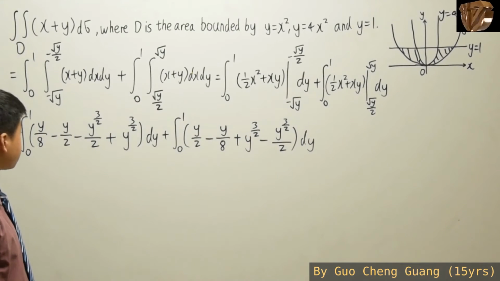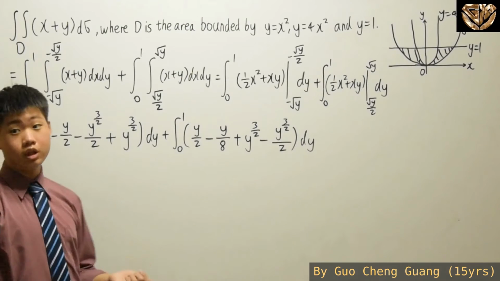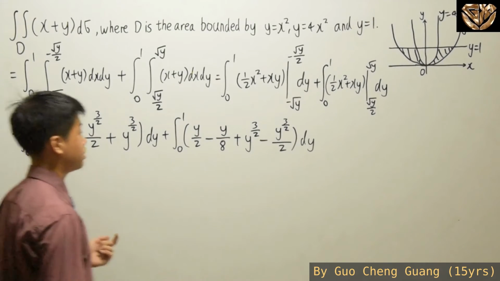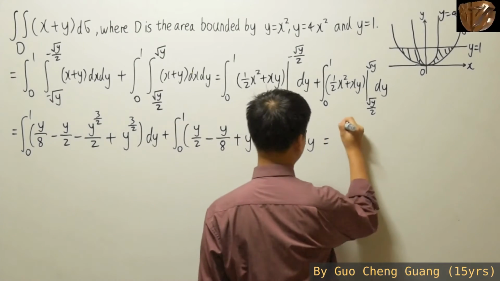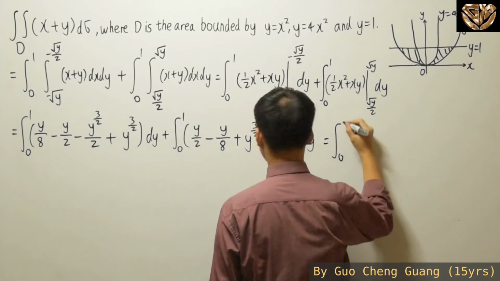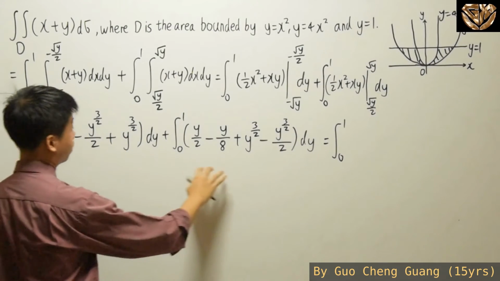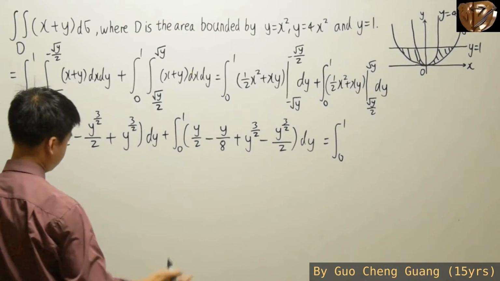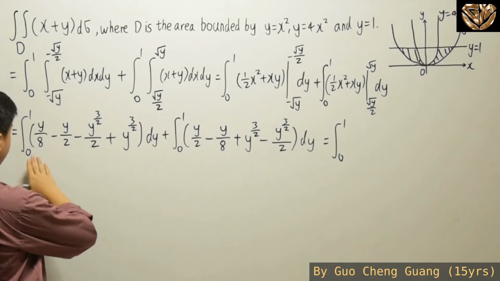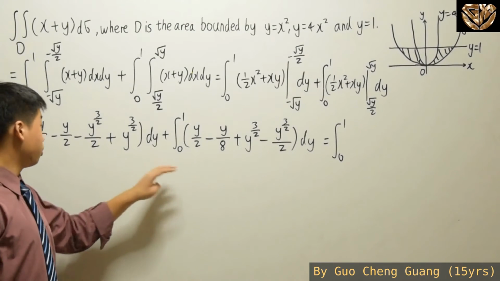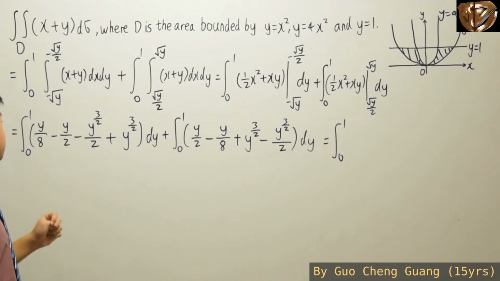Alright, so from this part, we can integrate each of them, or you could combine some parts first before integrating, alright? Actually, if you realize, since both of these are with respect to y, and you integrate from 0 to 1, you can just combine both of these integrations, alright?